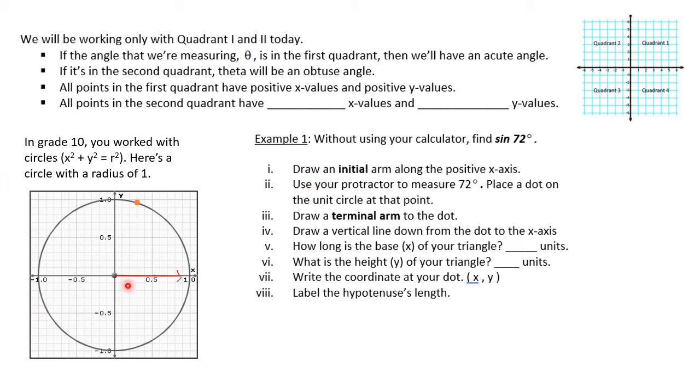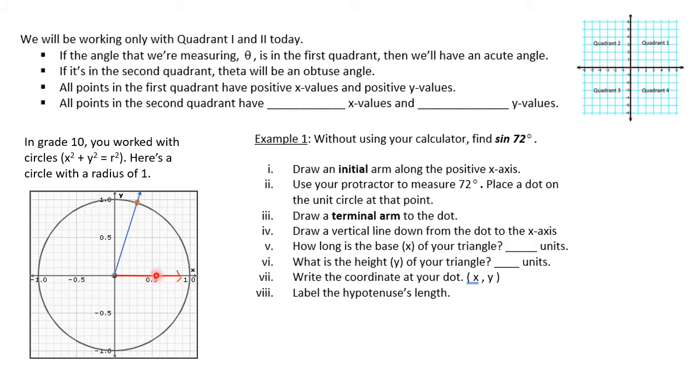Okay, I've got my initial arm on there. I've got my dot from measuring 72 degrees. Now step 3 is to draw a terminal arm to the dot. Remember what the terminal arm is? So there's my terminal arm to the dot. Step 4, draw a vertical line down from the dot to the x-axis.